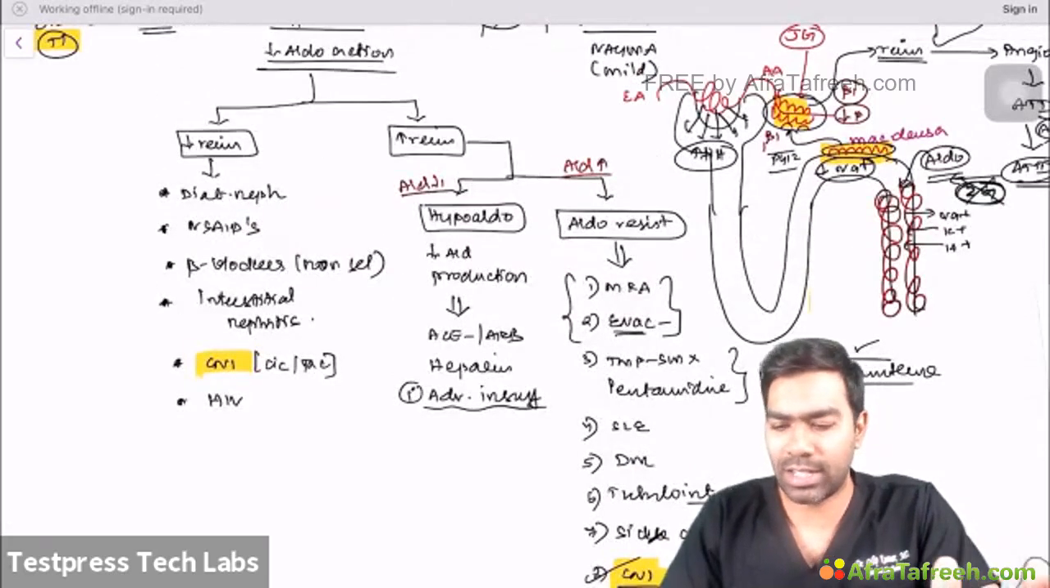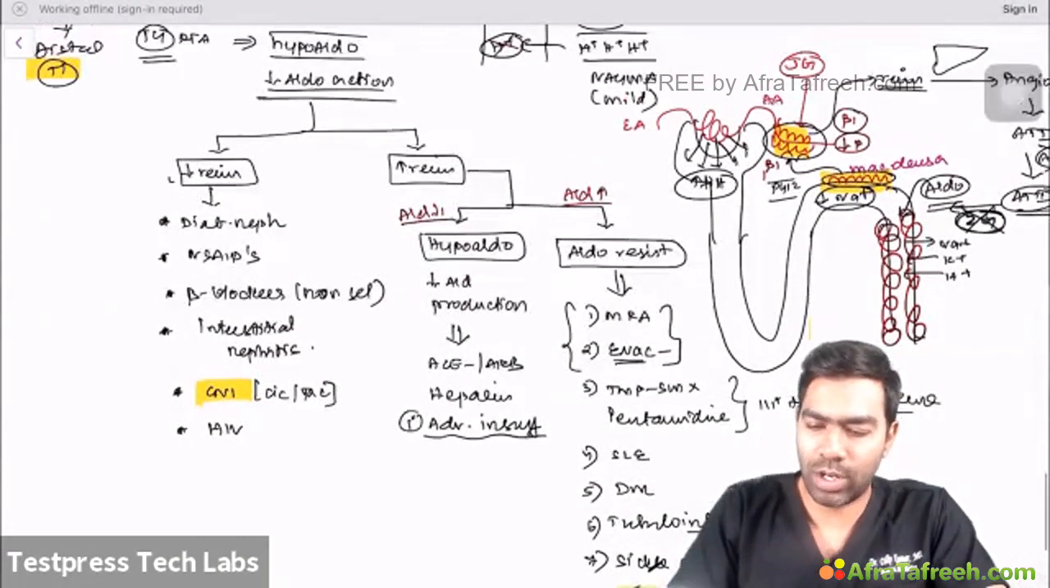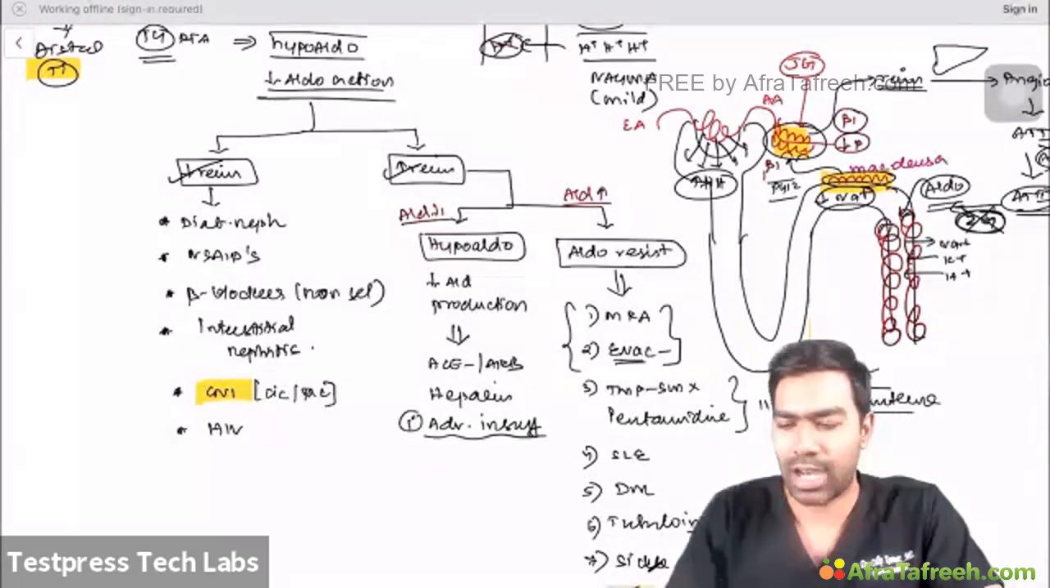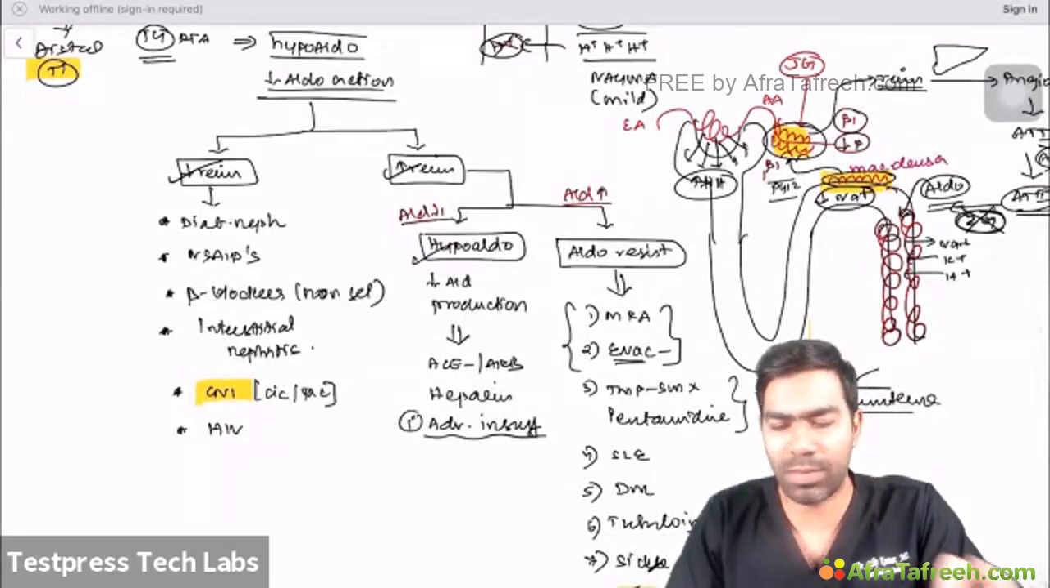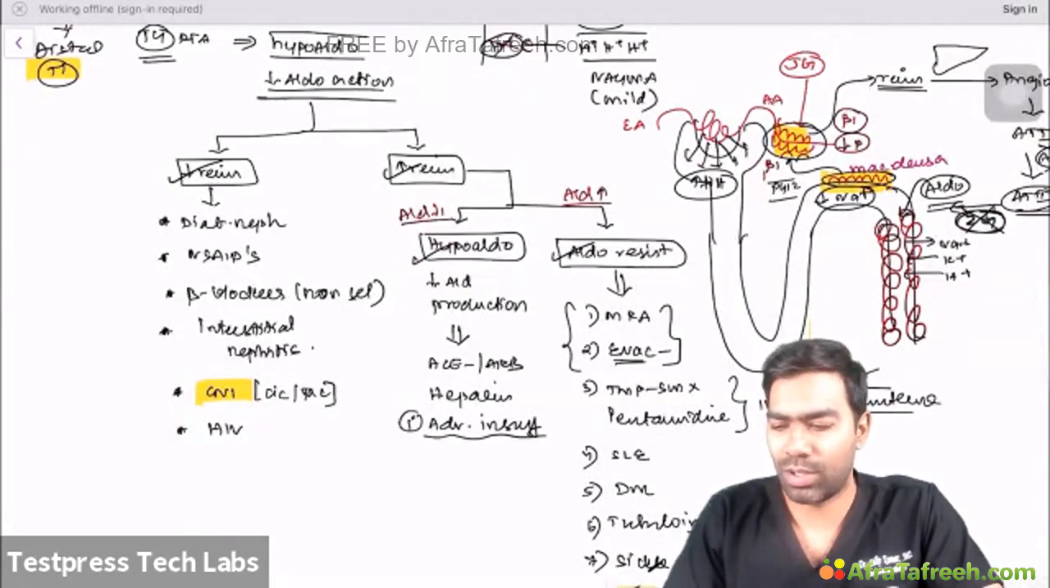So these are the conditions that can produce hyperkalemia and acidosis, that is normal-gap metabolic acidosis. One is low renin causing low aldosterone. Second is high renin but still low aldosterone, where the problem is in the adrenal gland. And next is aldosterone resistance, that is tubular resistance to aldosterone. We have so many drugs and so many causes that can produce this kind of picture.